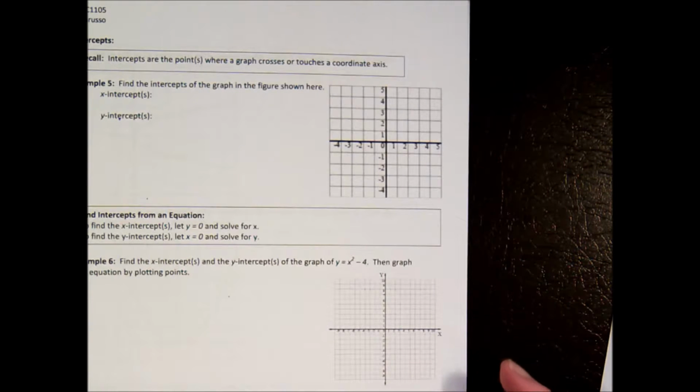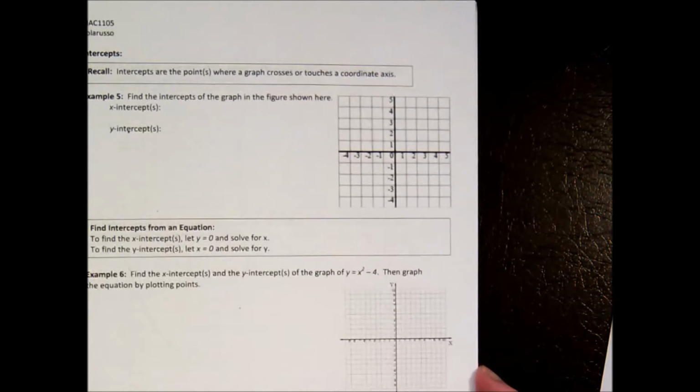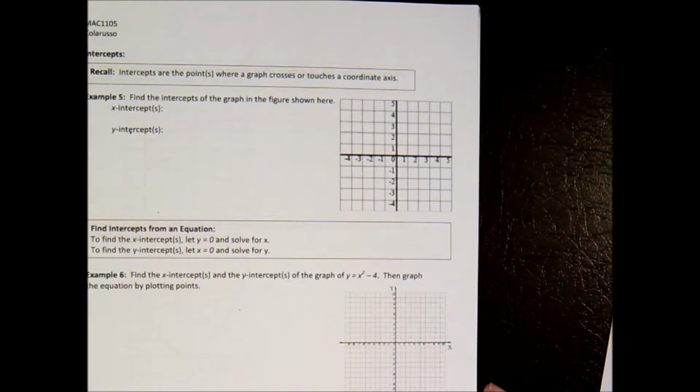Looking at the next page, we have intercepts. Intercepts are where the points on the graph cross or touch the coordinate axis.